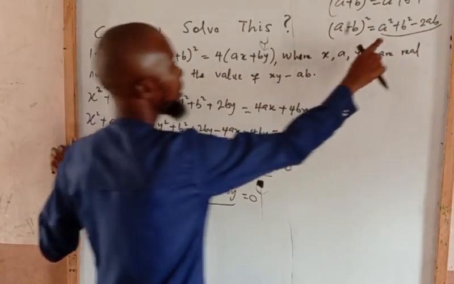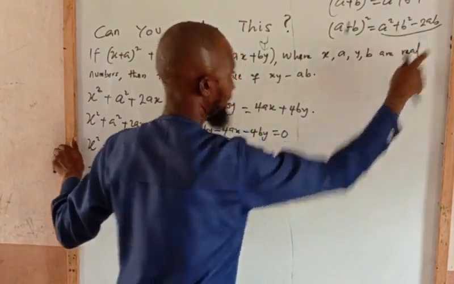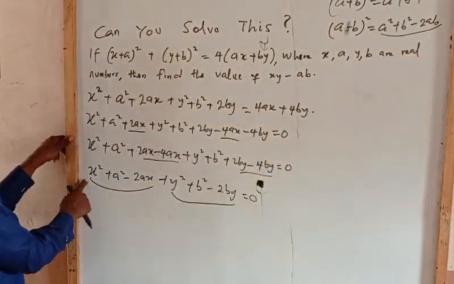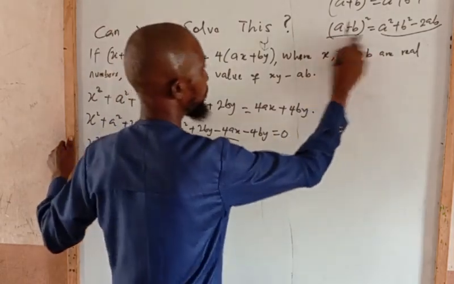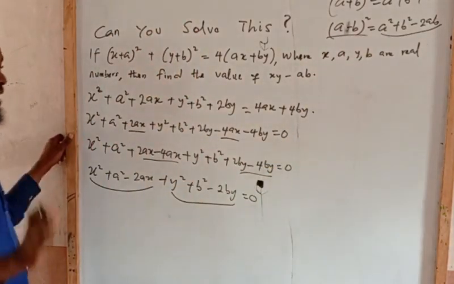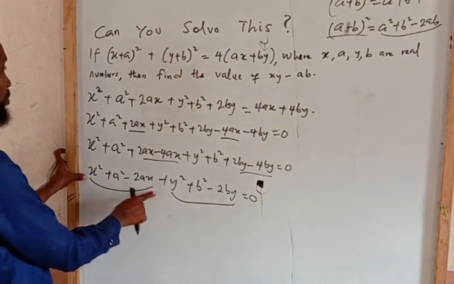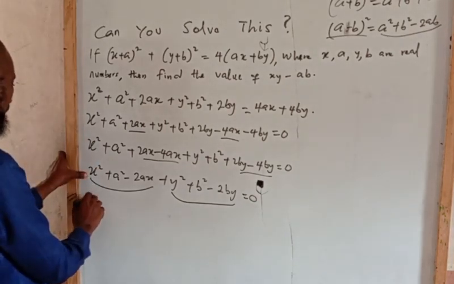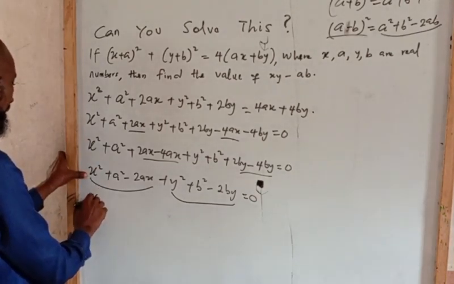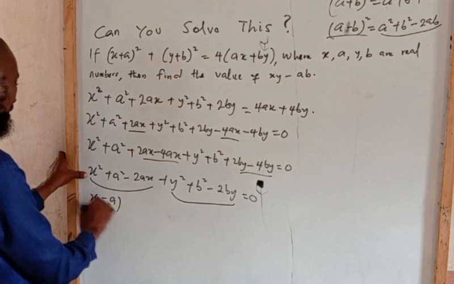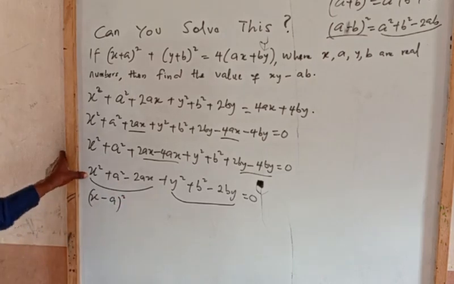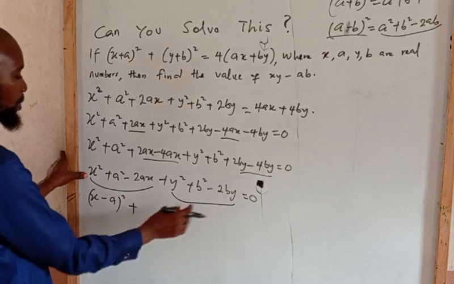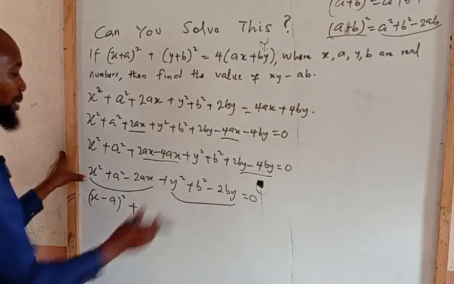Once it is equivalent to what I have on the right hand side, I simply can say that this expression here is what I have on the left hand side. So what I have here is (x - a), everything squared, plus, and a similar thing also happens here.